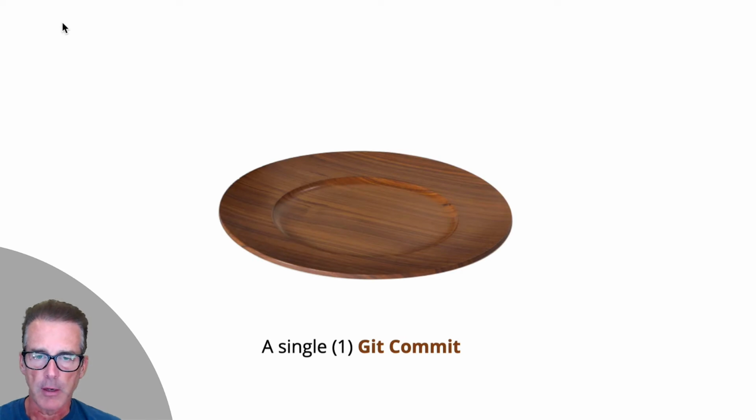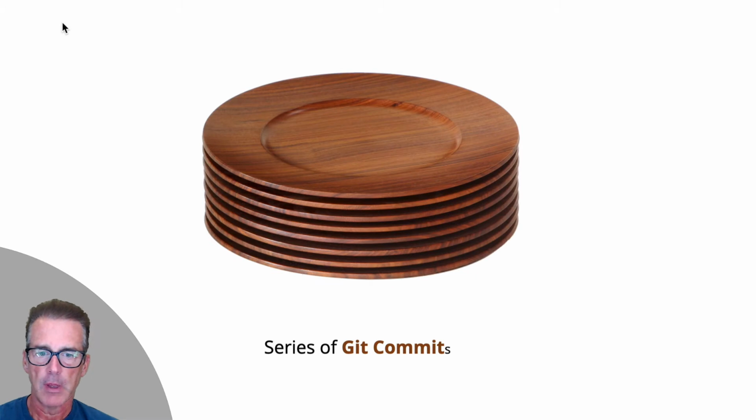So a single commit is a group of one or more file changes within a Git repository that are grouped together and are saved as a commit set of changes within the Git database. We can conceptualize this commit as a single plate. And as we add more commits onto the branch, then we can get a series of plates stacked up on top of each other.